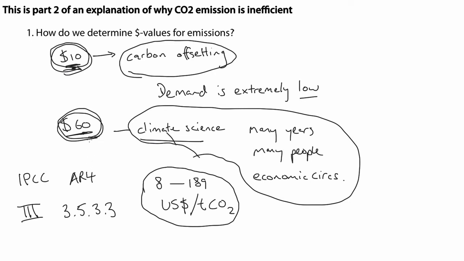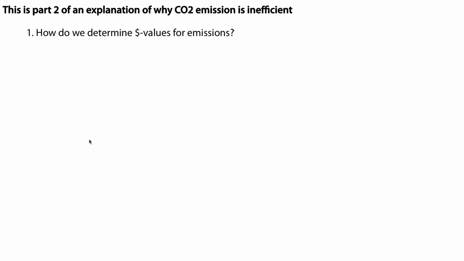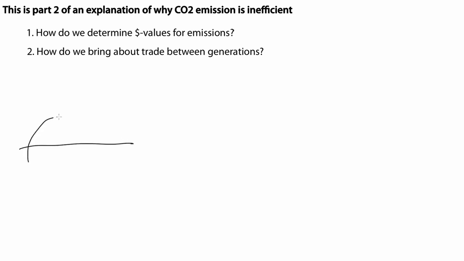Okay, so that gives you at least some sense of how we might go about answering question 1. What about question 2? How do we bring about trade between the generations? Well, at first this might seem a bizarre notion that you could trade with people. If you think about it, there are a number of things that we're doing now which affect how well off future generations are. For instance, we build big infrastructure projects like bridges.